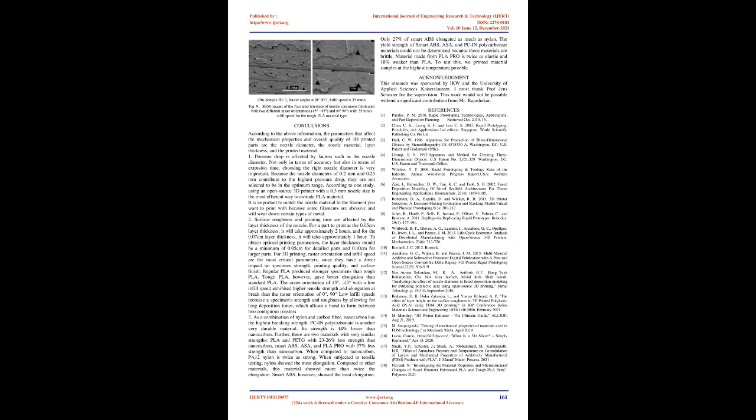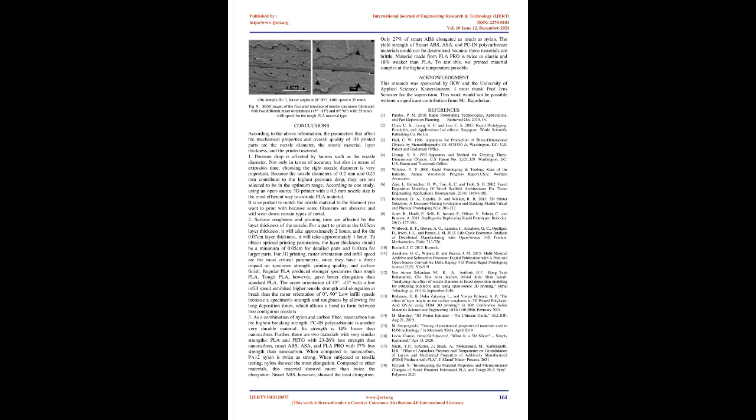According to one study, using an open-source 3D printer with a 0.3 mm nozzle size is the most efficient way to extrude PLA material. It is important to match the nozzle material to the filament you want to print with because some filaments are abrasive and will wear down certain types of metal. 2. Surface roughness and printing time are affected by the layer thickness of the nozzle. For a part to print at the 0.05 cm layer thickness, it will take approximately 2 hours, and for the 0.07 cm layer thickness, it will take approximately 1 hour.